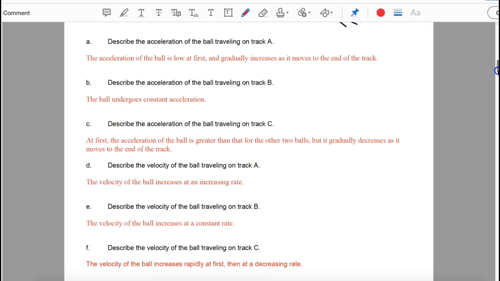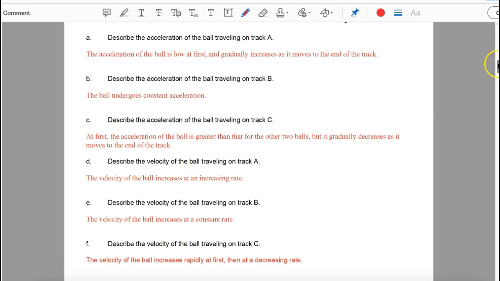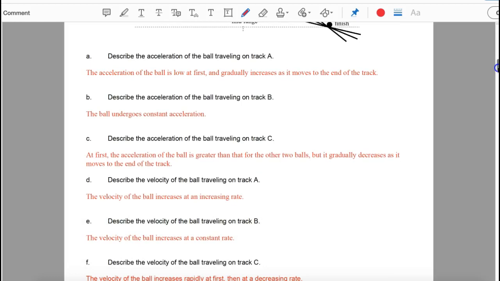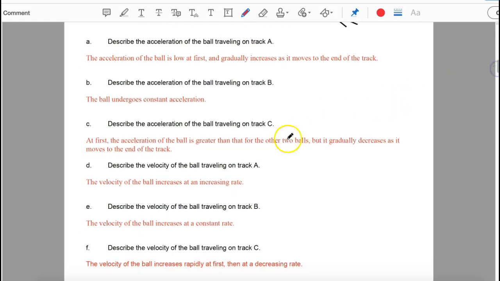For the velocities, the velocity of the ball increases at an increasing rate on track A. So the velocity will continue to get faster every second, so you'll increase your meters per second every second. On letter B, your velocity will just increase, and then for letter C, it increases at a high rate, and then it increases at a lower rate. And that's the difference between how you would describe the acceleration and how you would describe the velocity. So remember, these first three are all about acceleration, and the next three are all about velocity.